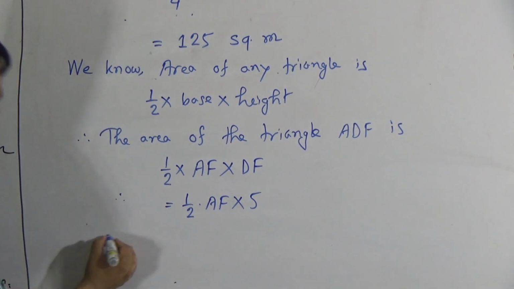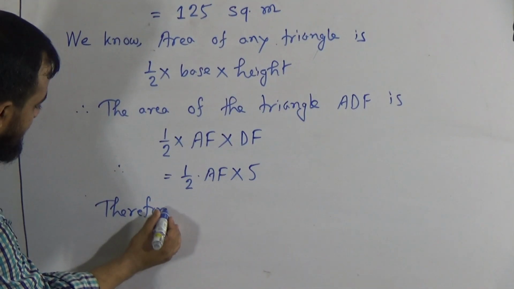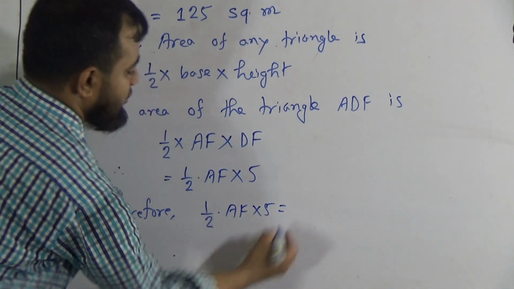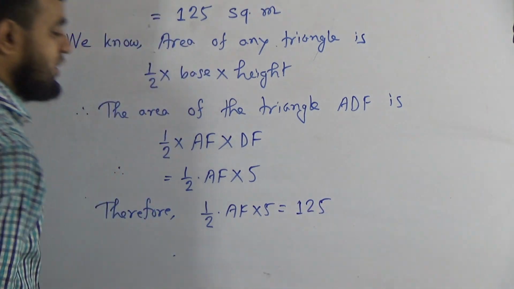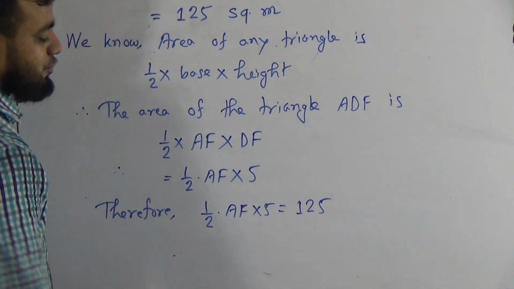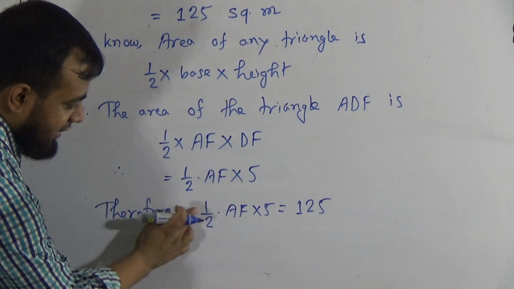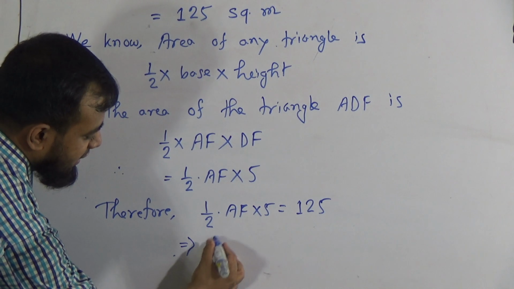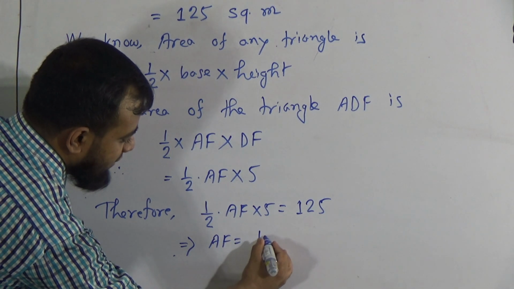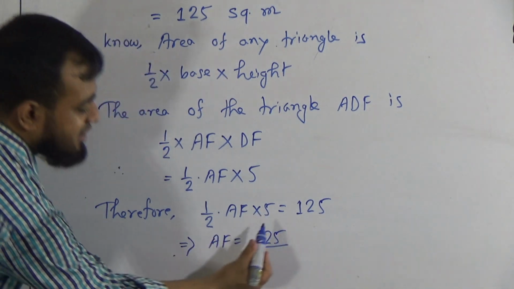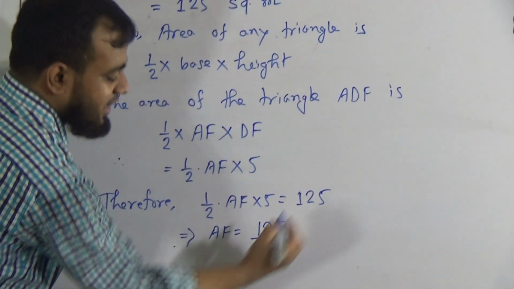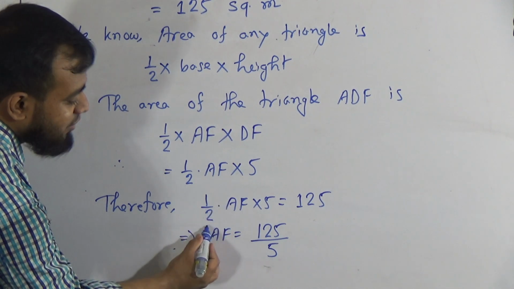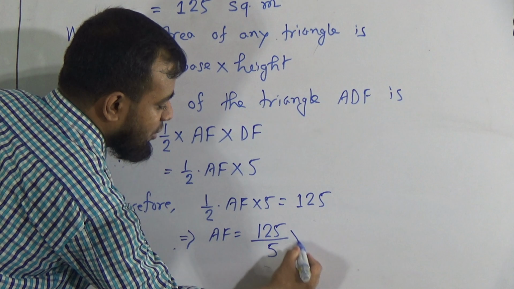Now half into AF into 5 equals 125. My dear students, we need to find the value of AF. That's why we keep AF on the left side and transfer the half and 5 to the right side. AF is equal to 125 divided by 5, because 5 is multiplied with AF. If 5 is transferred to the right side, it will be divided. We also transfer the 2 to the right side. 2 is divided with AF, so it will be multiplied here with 125.